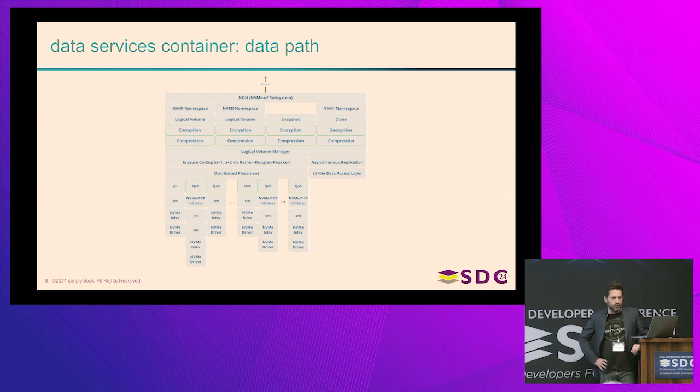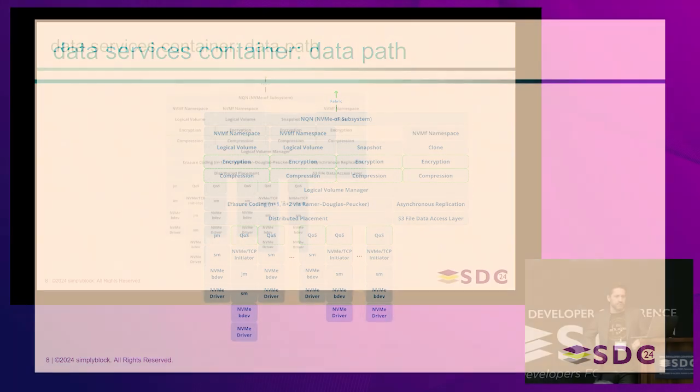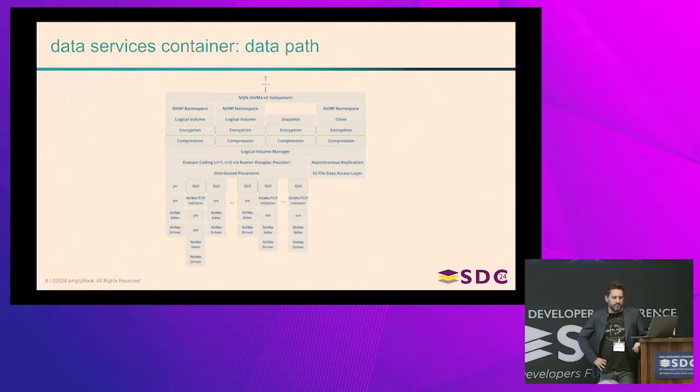That's the stack in the storage pod, in the storage node, if you want. So these are the different data services. We expose logical volumes as NVMe Fabric namespaces via an NQN to the subsystem, to the Fabric. Below that, we have encryption and compression services, and then we do have distributed erasure coding, meaning the chunks are distributed across the nodes in the cluster. And below that, we have a distributed placement, we also have quality of service, we'll talk a bit about that, and then below that, all the NVMe TCP initiators.